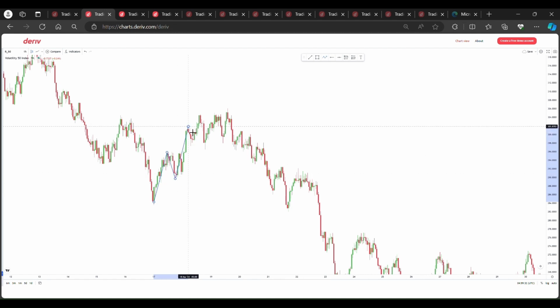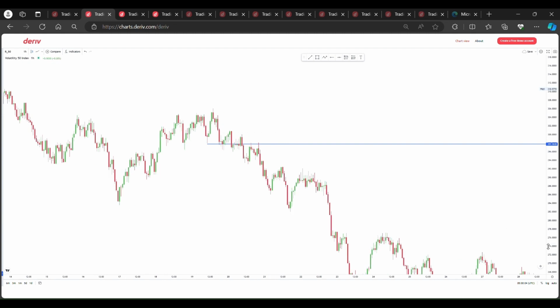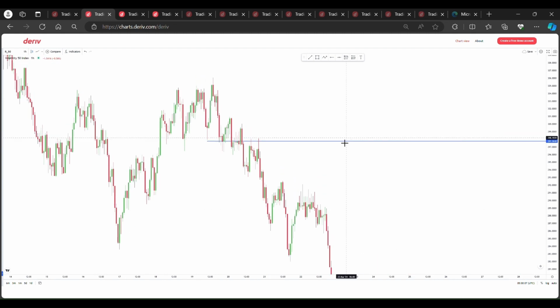Price pushed up, then pushed down, then pushed up, then pushed down, then pushed up, then pushed down, then pushed up again, then pushed down, giving us a change of character. Like I said, that first change of character is always important right here. So let me remove this. I'm going to zoom. So this is the point here.